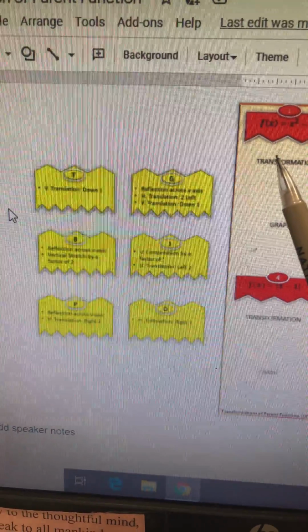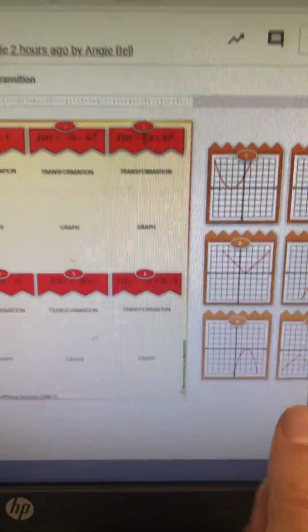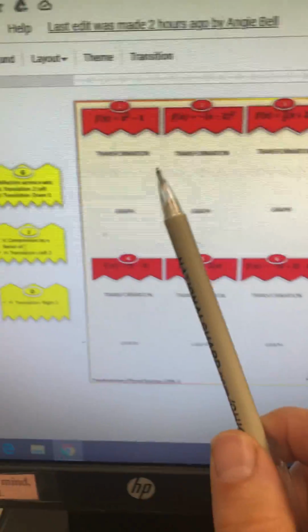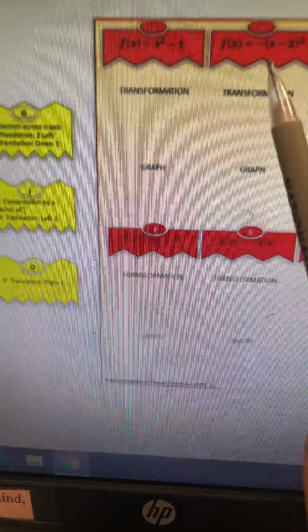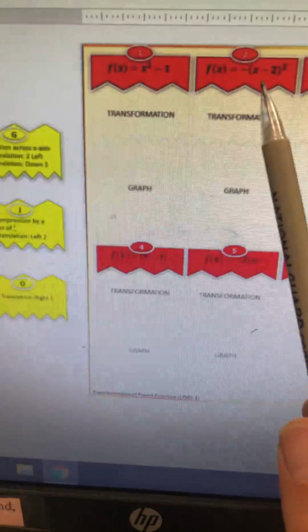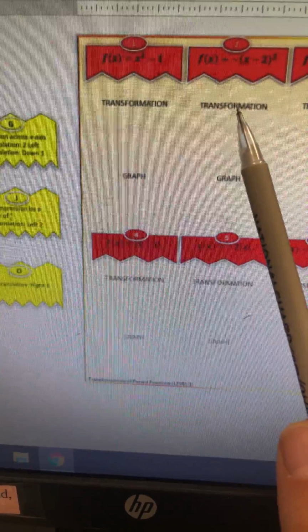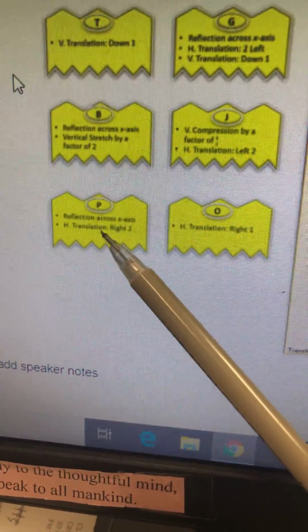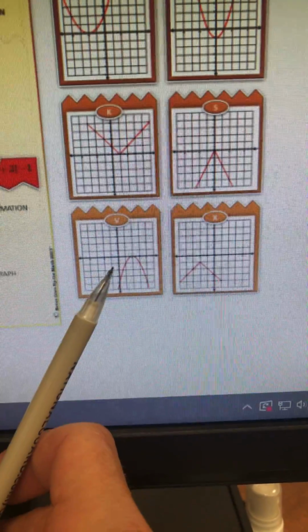And then the graph that goes with that is going to be this I right here. Okay? So you should have TI here. For number 2, when we're looking at this parent function, the transformation is going to be P, this one right here. Okay? And the graph for that one should be this right here, V.